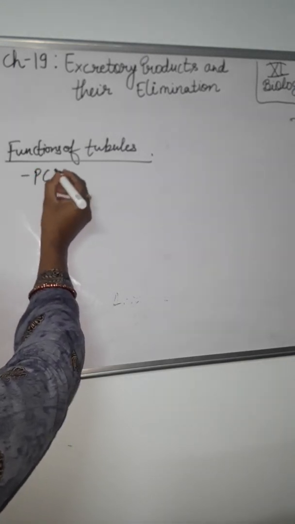Hello class 11th. Today I am going to continue with this chapter again and start with this new topic, that is functions of the tubules. As you know, tubules in kidney are of three types. Nephron has three parts basically. That is PCT, proximal convoluted tubule. That is the first one, that is PCT.